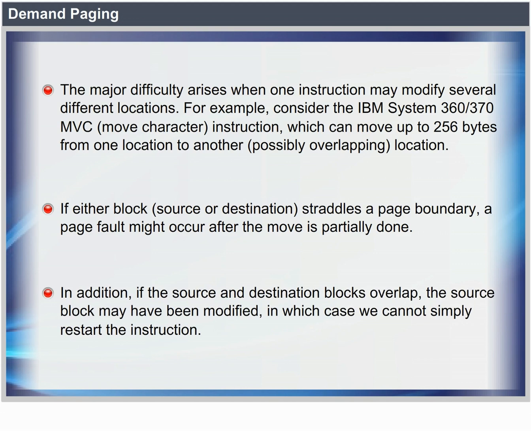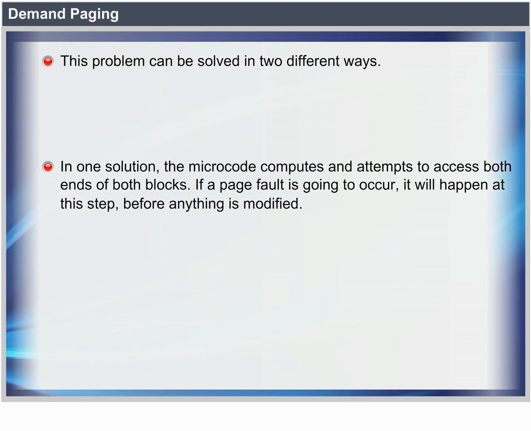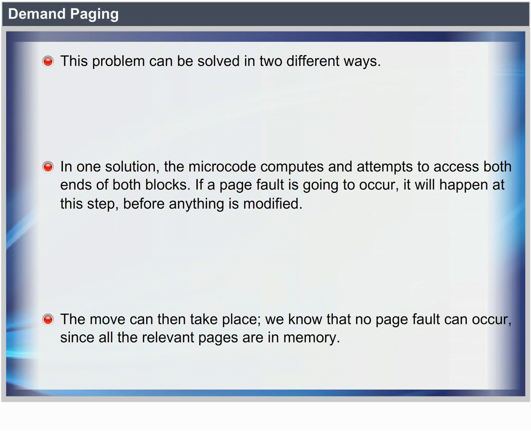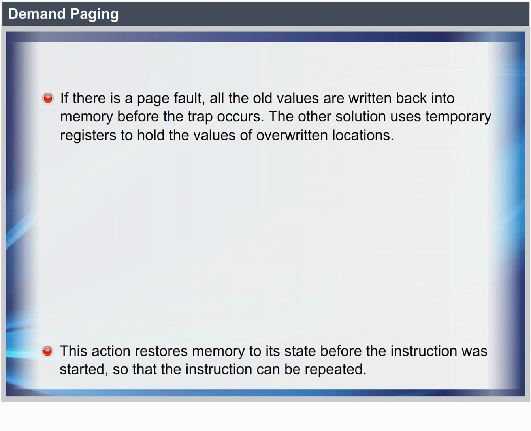This problem can be solved in 2 different ways. In one solution, the microcode computes and attempts to access both ends of both blocks. If a page fault is going to occur, it will happen at this step, before anything is modified. The move can then take place. We know that no page fault can occur since all the relevant pages are in memory. The other solution uses temporary registers to hold the values of overwritten locations. If there is a page fault, all the old values are written back into memory before the trap occurs. This action restores memory to its state before the instruction was started so that the instruction can be repeated.